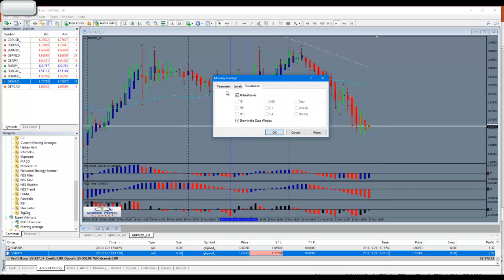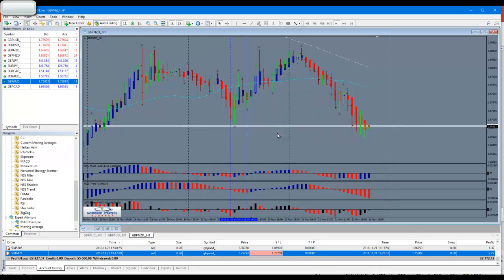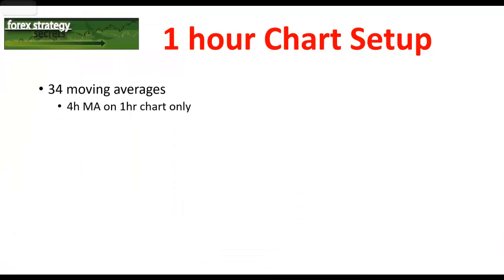Normally when it defaults to all time frames, you need to click that off and select the 1 hour only. That way you don't bog down your other charts with additional lines that aren't necessary, because you only need to see it on the 1 hour. Keep things clean. Okay, so that's how you set that up.